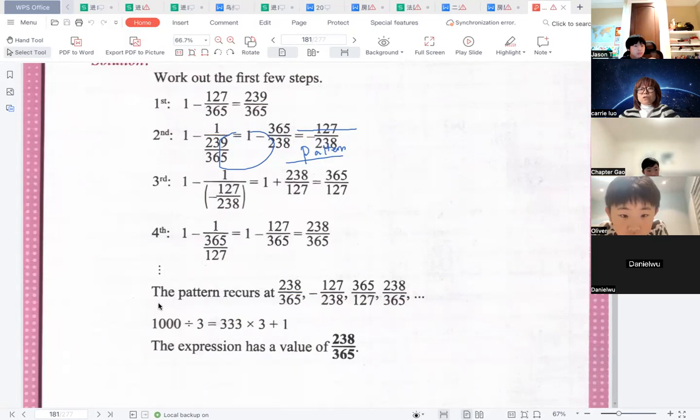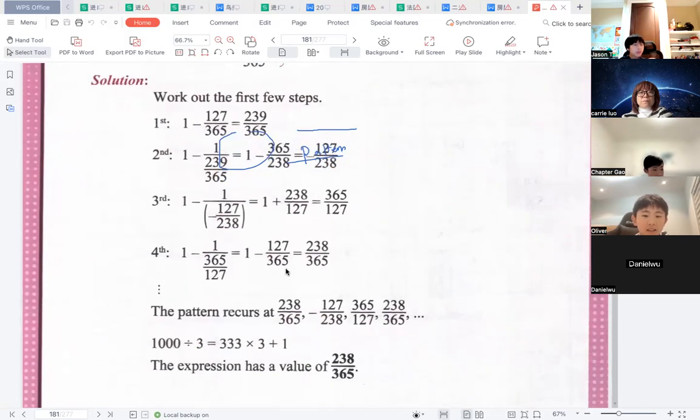So all you need to do is 1,000 divided by 3, since 3 numbers repeat, and the remainder is 1, so it's always 238 over 365. Understand? For the first one, it says 239. Isn't it supposed to be 238?